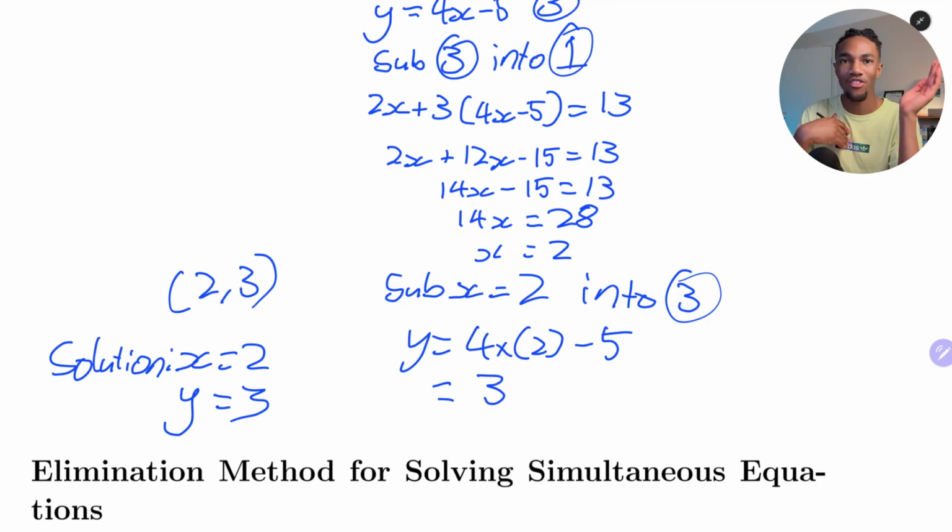I like this way best. It just works. It just seems easier for me. And in the next video, I'll show you how to do it using the elimination method. So stay tuned for that.